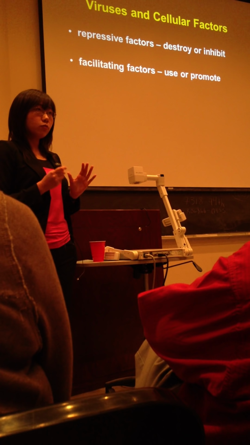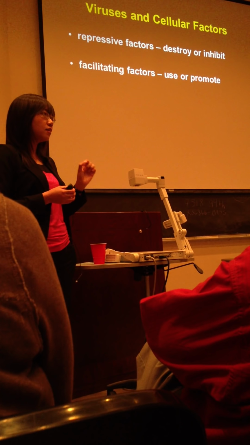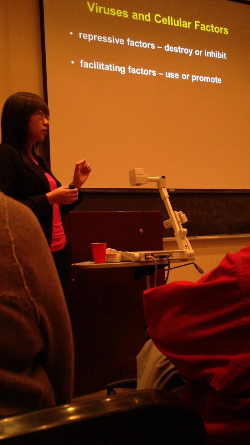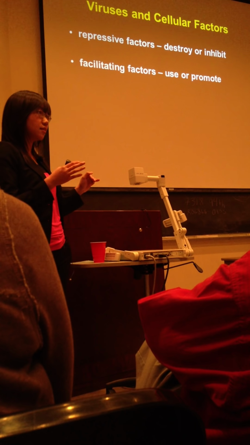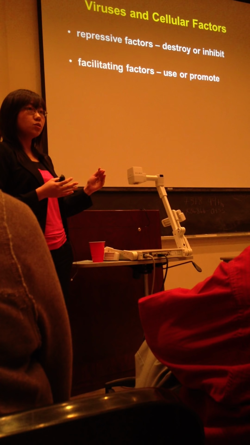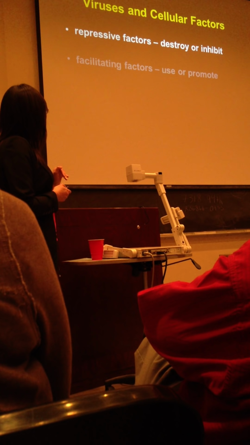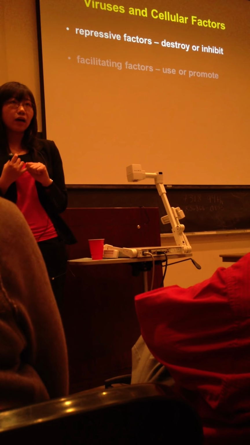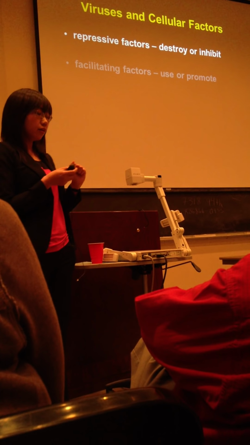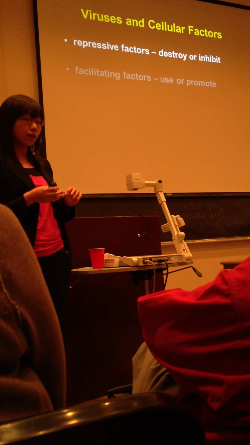One simple example: I already told you the virus genome is very small, only 5 kb. It doesn't encode its own DNA synthetic machinery. So in order for infection to occur, it has to drive the cells into S phase. This is where the host DNA synthetic machinery is activated, so that it can be used by the virus for genome amplification. Today I'm going to tell you one story about one of the repressive factors that we were looking at, and also another story about a facilitating factor. That will be the second part of my talk.